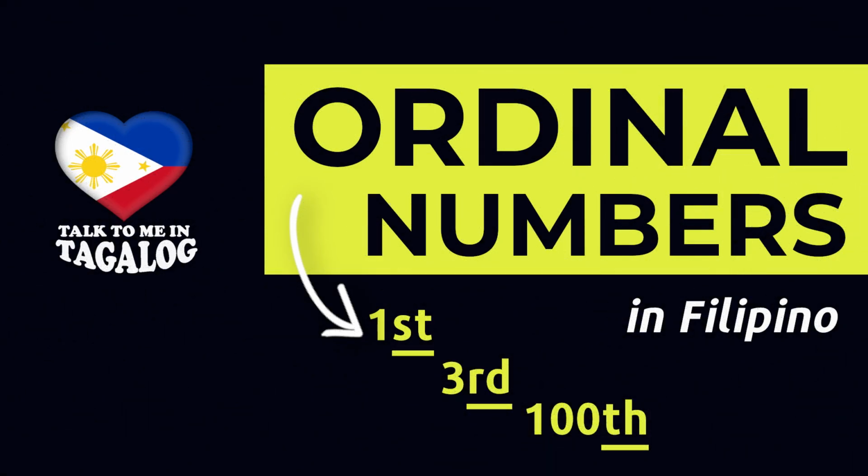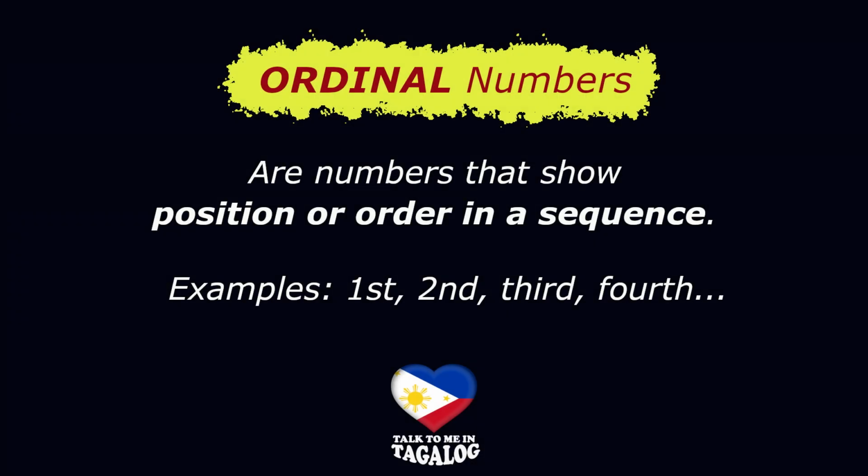This Tagalog grammar lesson is about ordinal numbers in Filipino. Ordinal numbers are numbers that show position or order in a sequence. For example, first, second, third, fourth, and so on. In English, the suffixes st, nd, rd, and the most common one, th, are attached at the end of cardinal numbers 1, 2, 3, and 4 respectively.